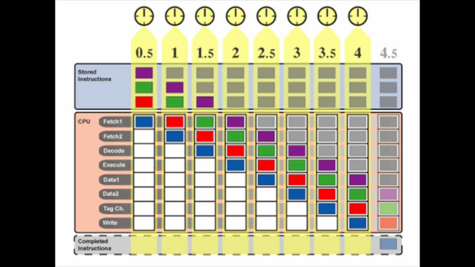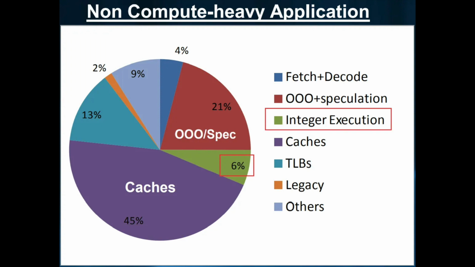The problem of such a design is that if you need to run a lot of data, every instruction needs to get involved with so many instructions, and also hardware transistors, which consume lots of power. As you can see from the following figures, for non-compute-heavy applications, only 6% of the energy is consumed on the real execution.